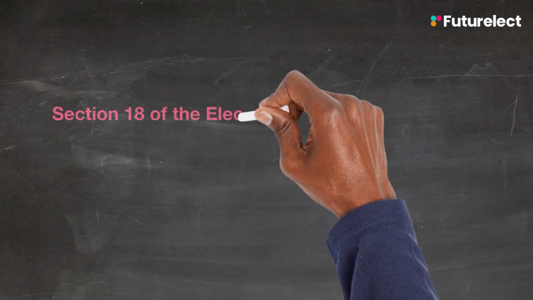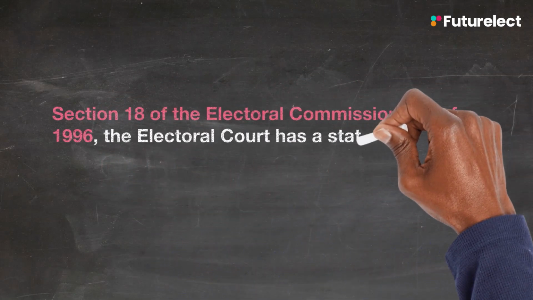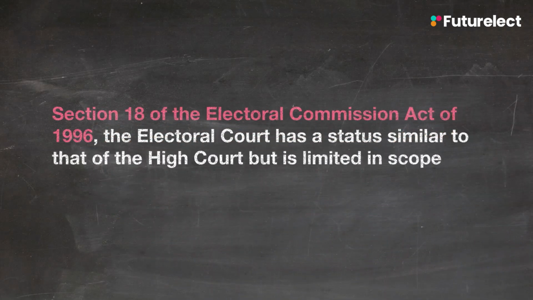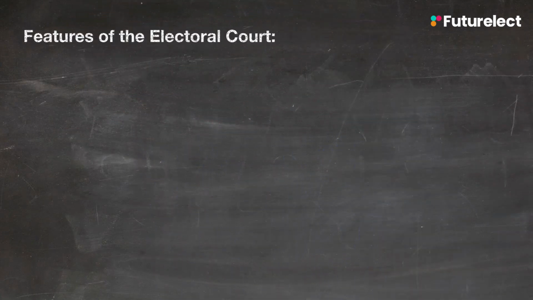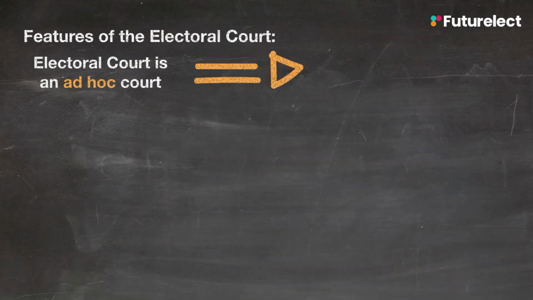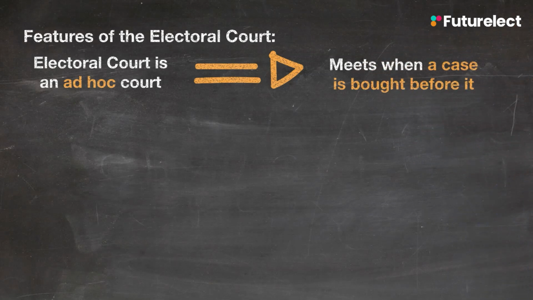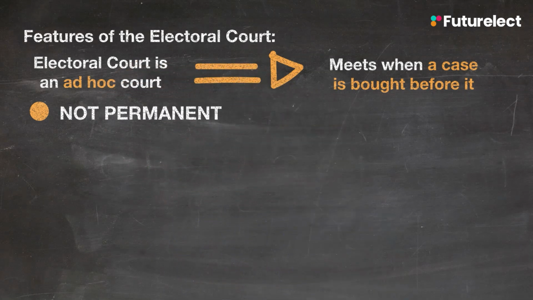Under Section 18 of the Electoral Commission Act of 1996, the Electoral Court has a status similar to that of the High Court, but it is limited in its scope. Because the Electoral Court is an ad hoc court, which means it's established for a specific purpose, it only meets when a case is brought before it. It is different from other courts, which are established permanently to handle a broad range of legal matters.